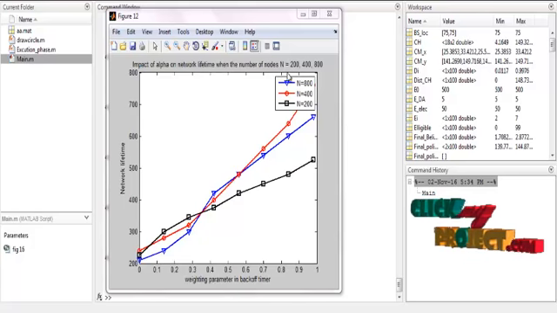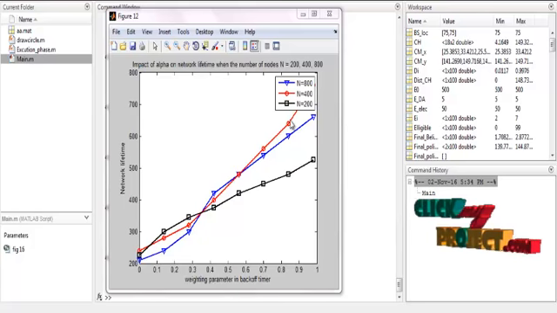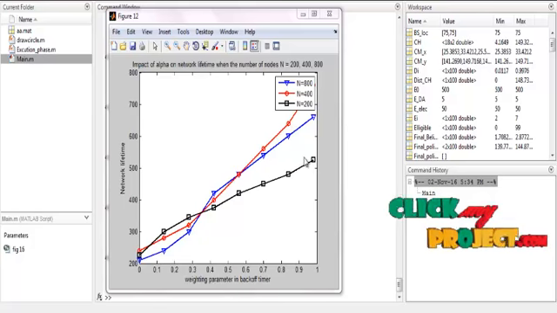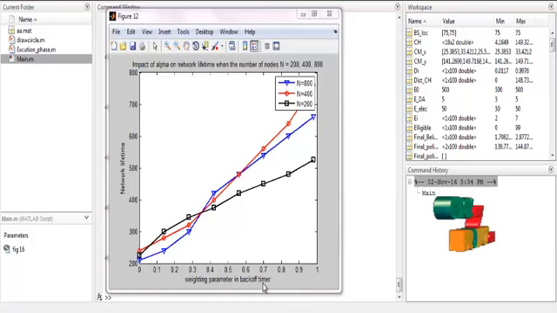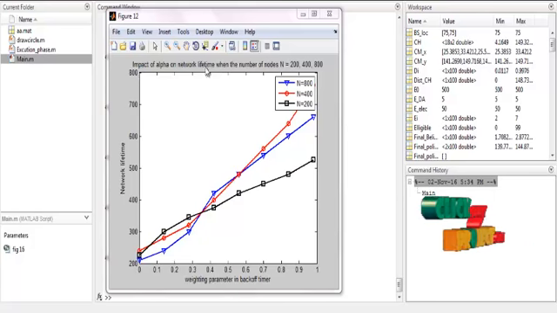Similarly, the impact of alpha on network lifetime and the number of nodes. The number of nodes Ns is equal to 200, 400 and 800. Blue is indicated by Ns equal to 800, red by Ns equal to 400, and black by Ns equal to 200. The weighting parameter in the back-off timer is 0 to 1 and the network lifetime is 200 up to 800. So this is the impact of alpha on the network lifetime for different numbers of nodes.